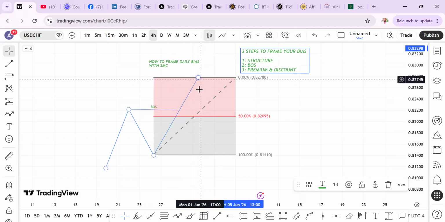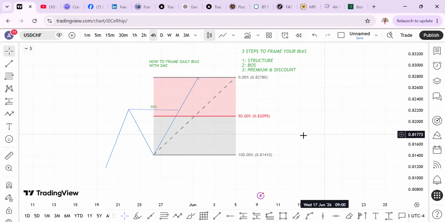You sell from premium. So if I'm looking for a sell, I can look for a sell at this premium time and trade it to discount. Whenever price drops to discount, we look for a buy.